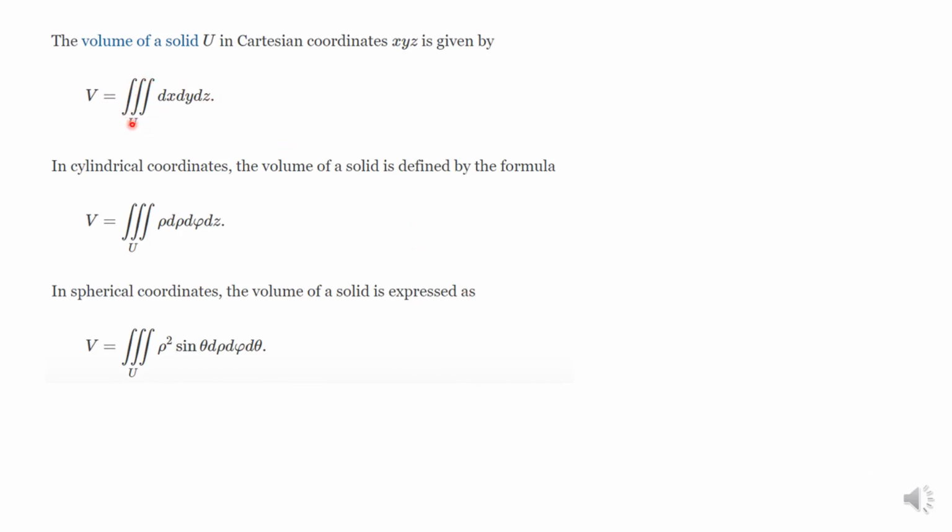As I told you, if the function is a unit function, you will get a volume. If the function is not a unit function, you may not get a volume, or you'll get something else. This is one of the applications of triple integration, to find the volume. Here is the formula for a cylindrical coordinate system, and this one for a spherical coordinate system.